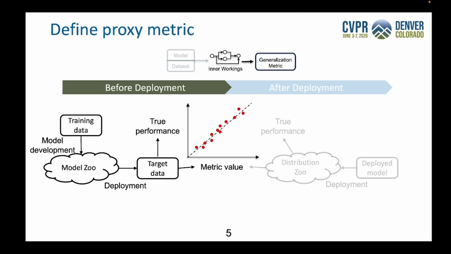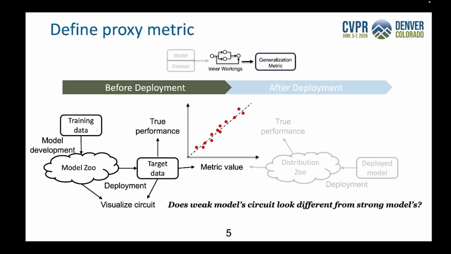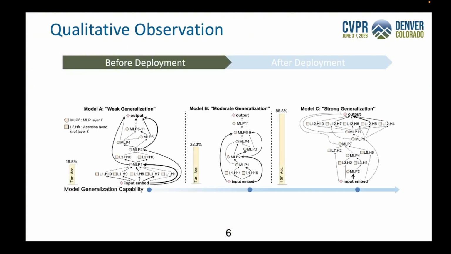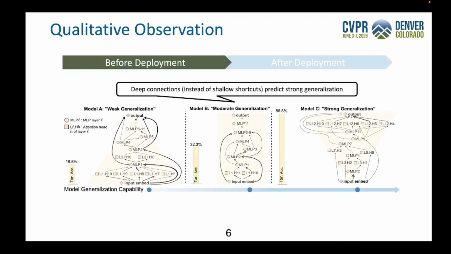For the pre-deployment scenario, we use the source training data to train a model zoo, then test them on the target data. We start by visualizing circuits of these models with the question, does a weak model's circuit look different from strong models'? We visualize three models with generalization performance ranked from weak to strong. We observe a pretty obvious trend. The weak model circuits are heavier at their shallow layers, while the strong model circuits are heavier at their deep layers, which means deep connections instead of shallow ones predict strong generalization.